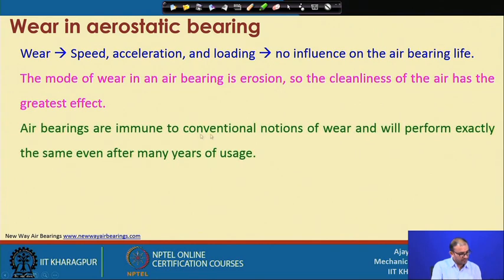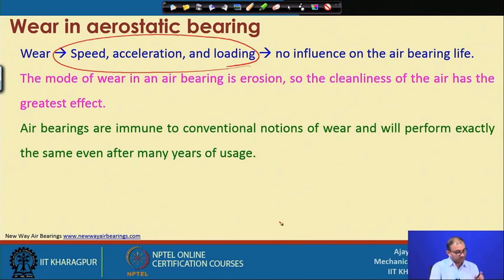Air bearings are immune to the conventional notion of wear and will perform exactly the same even after many years of usage. See the advantage: when you work with a contact type roller bearing, as we saw in the linear bearing video also, a 90% of the components reach a condition of, say, 50 kilometers of total life, while 10% of the components fail within that time. Still, those things are easy to calculate.